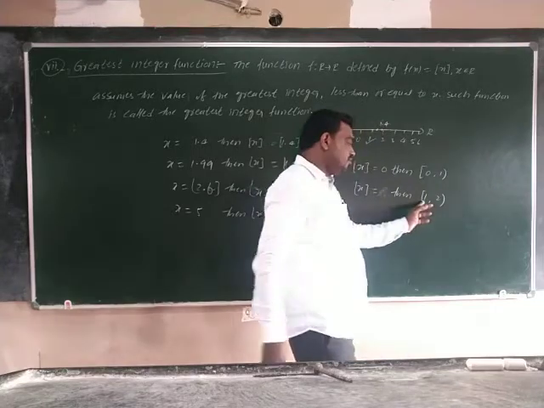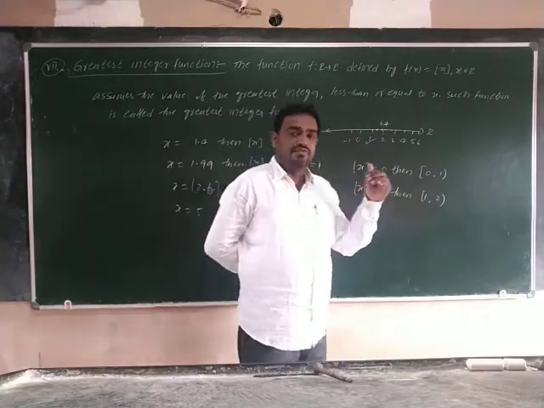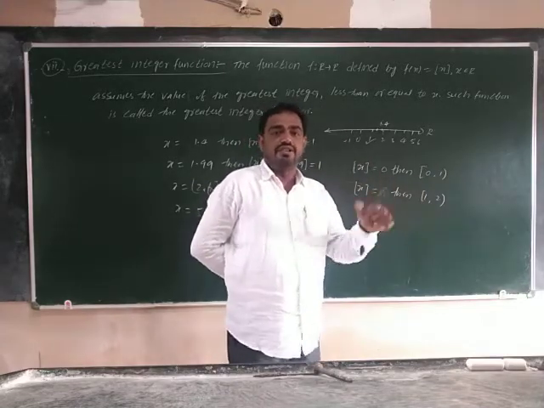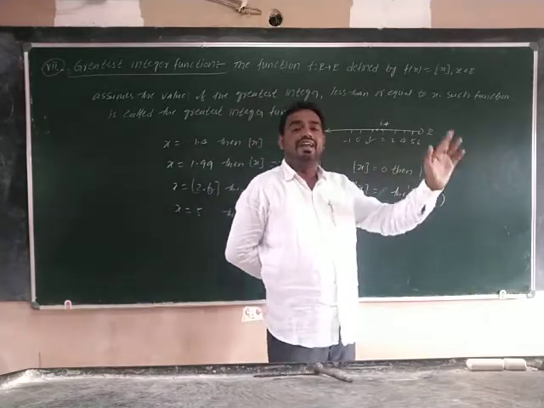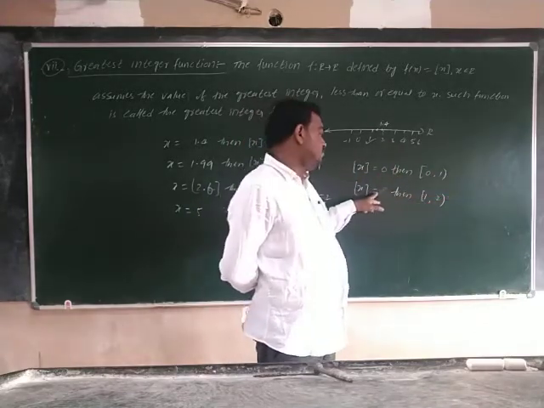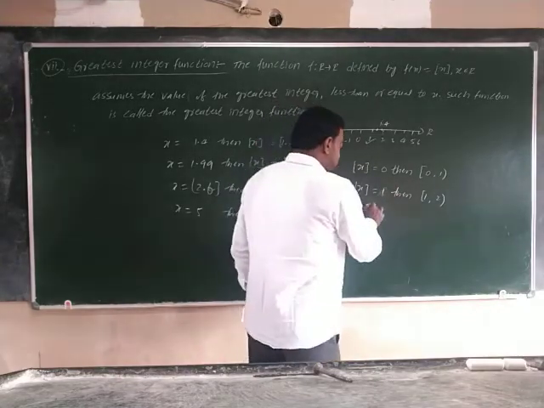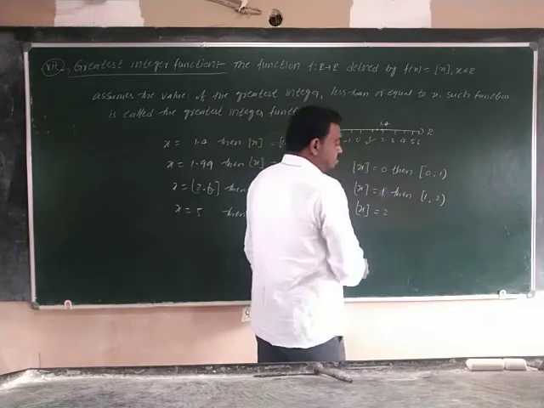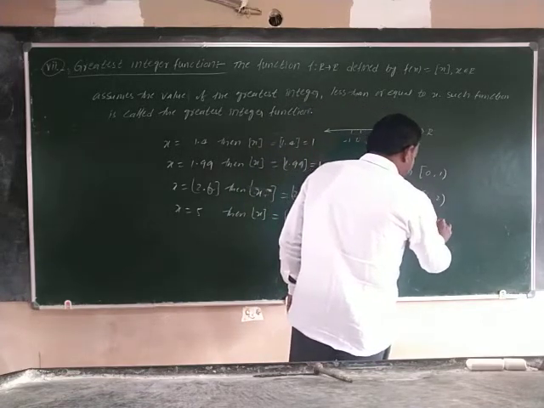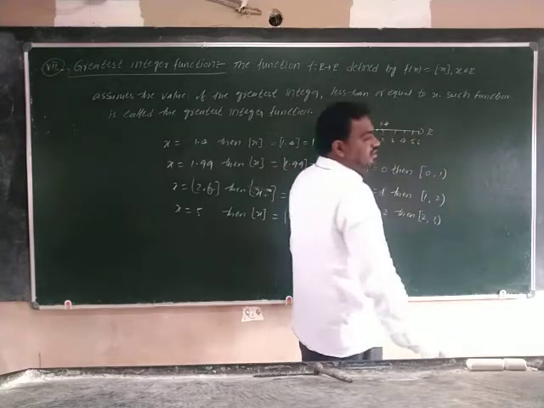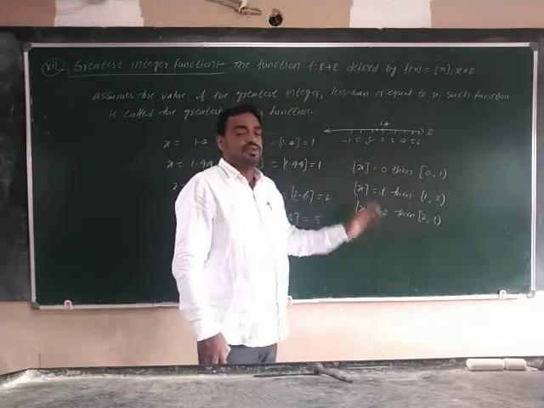1 to 2, left closed and right open. Greatest integer of 1 is 1. Greatest integer of 1.2 is 1, of 1.3 is 1, of 1.8 is 1. Greatest integer of 1.99 is also 1 only. Similarly, greatest integer equal to 2: what are the x values here? x belongs to 2 to 3, left closed and right open. Understood? Okay, that was for the positives.